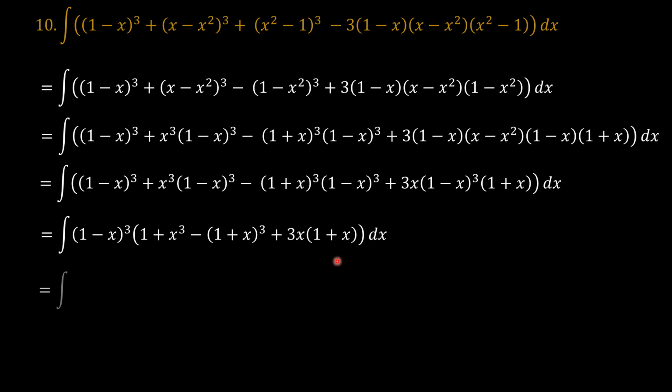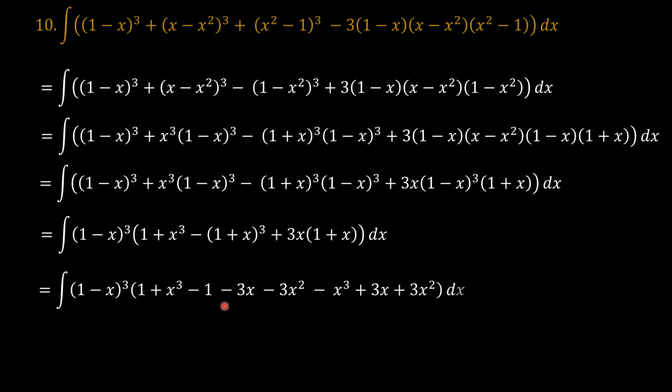Expanding whatever is in the bracket, so we get 1 plus x cubed minus 1 minus 3x minus 3x squared minus x cubed. So pretty much binomial expansion of what we see here, minus expanding this, minus plus 3x plus 3x squared. So as you can see, this negative 3x squared and this positive 3x squared cancel. This negative 3x and this 3x cancel. The positive x cubed here and the negative x cubed cancel.